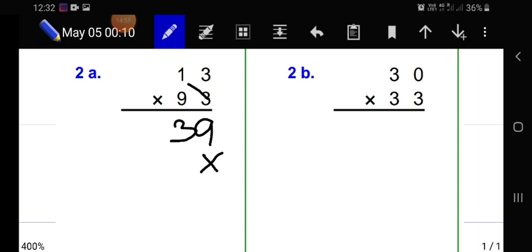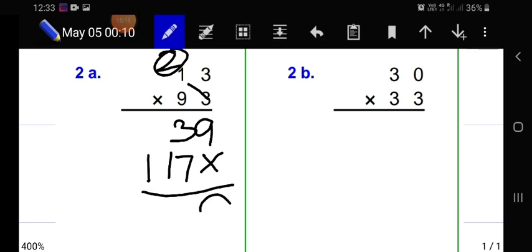Okay, now let's multiply this 9 with 13. 9 threes are 27. 7 is here and 2 is carried to the next number. Okay, now 9 ones are 9, and plus 2, 11. And now we are going to add both these numbers.